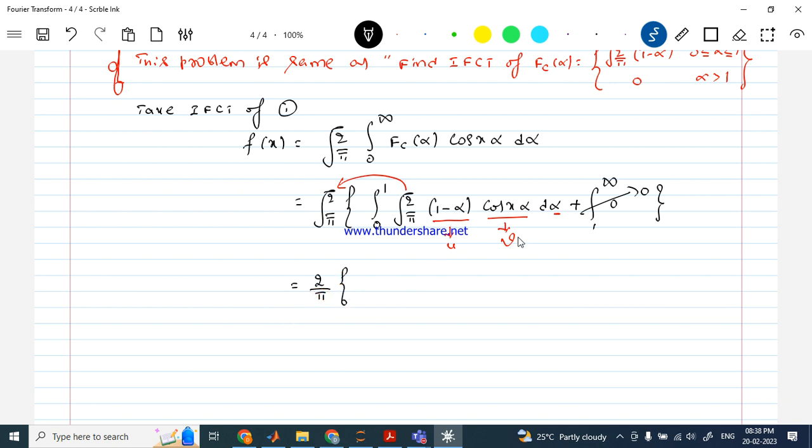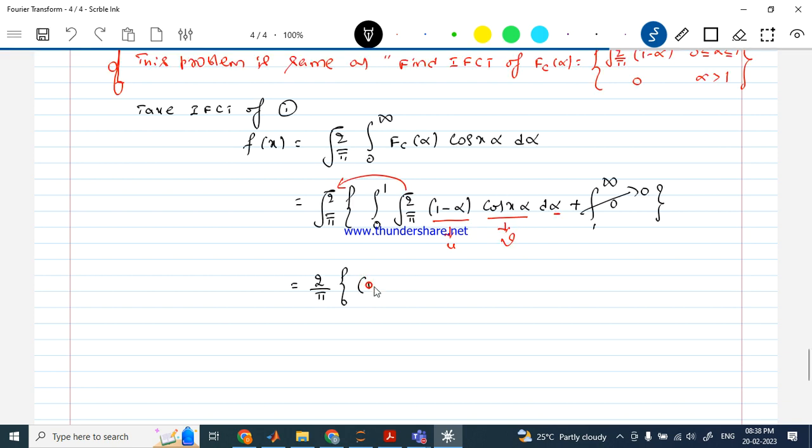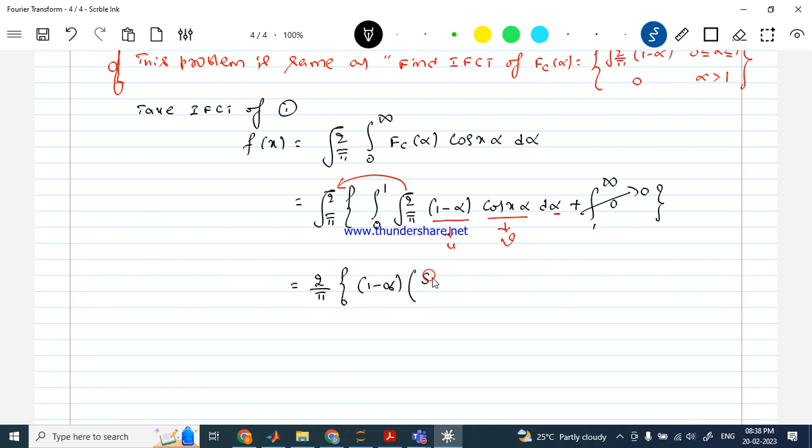It is u into v, and we are integrating with respect to alpha. Keep this in mind: the role of alpha is played by x now. X is a constant for this integration. So it is (1 minus alpha) into the integration of cos, which is sin x alpha by x. It's very, very important: we are integrating with respect to alpha, x is constant, that should come to the denominator.